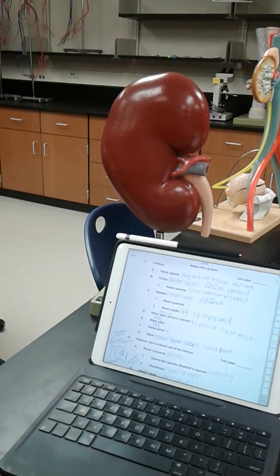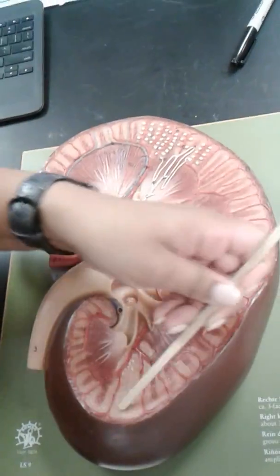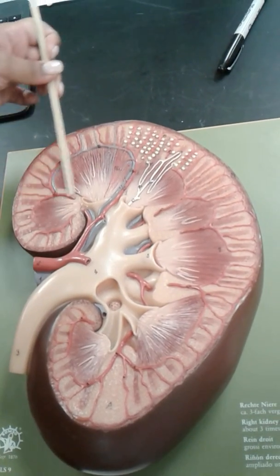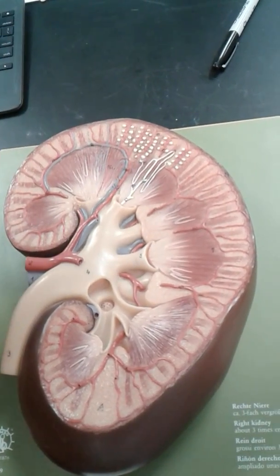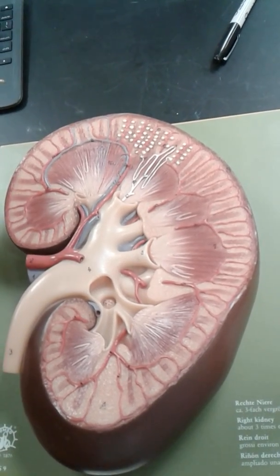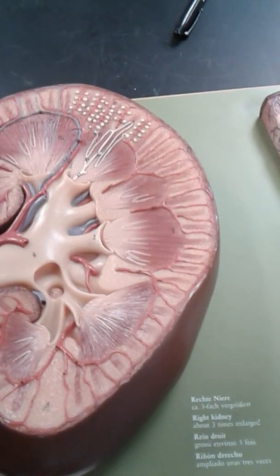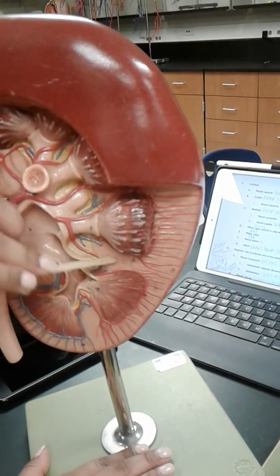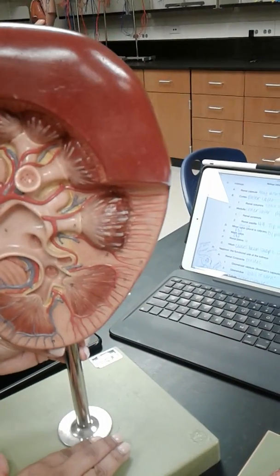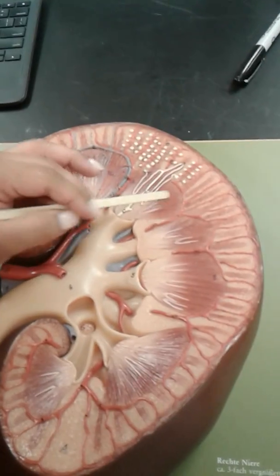Okay. Now, so all this area right here is called the cortex. Okay. These, where the pyramids are, this is the medulla. Okay. The pyramids live in the medulla. Yes. And then these parts that are in between, which you can see more in this part, these little peach parts are the renal columns. Okay. What divides the pyramids are the renal columns. Yes. Okay. And then, of course, the pyramids are called the renal pyramids.